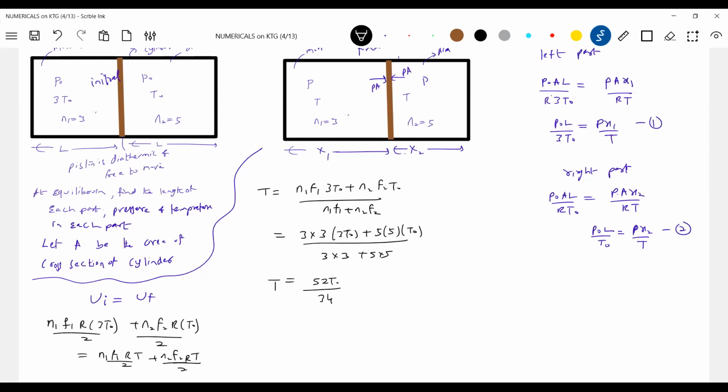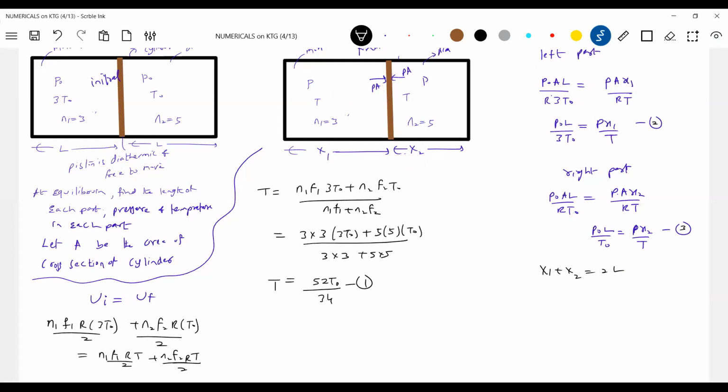What is the biggest problem? We don't know P, x1, x2, no? So I got one equation. I'll call these equations 1, 2, and 3. How many unknowns are there? P, T, x1, x2. We need one more equation. Anybody? X1 plus X2 is equal to 2L. The overall volume of the gas will remain same, no?